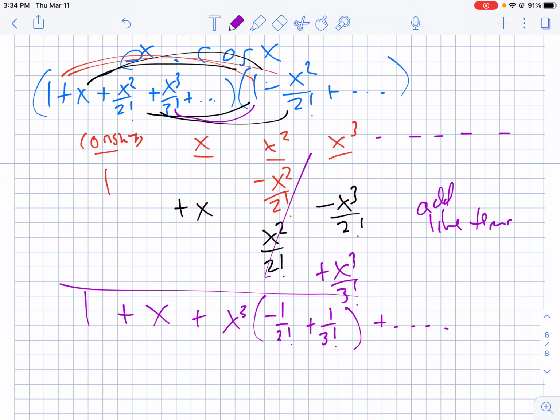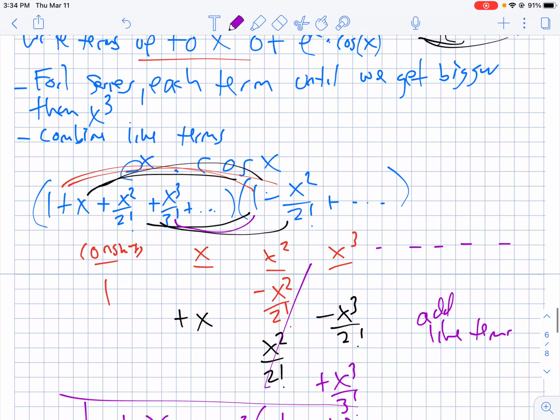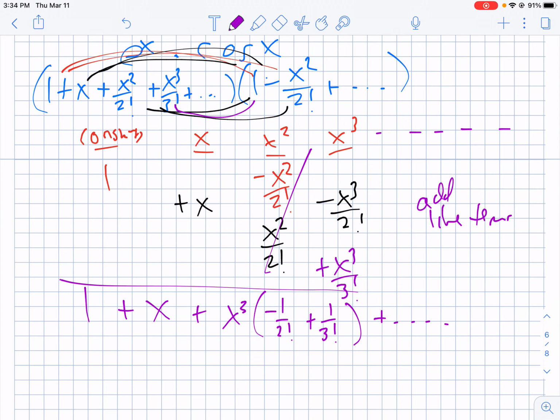Okay, so it's a little messy, but that's how we multiply two series, like an e to the x times a cosine x. Just do the FOIL, just with a lot of terms, and then combine the like terms and put them together. Okay, so this video is about working with these Maclaurin series.